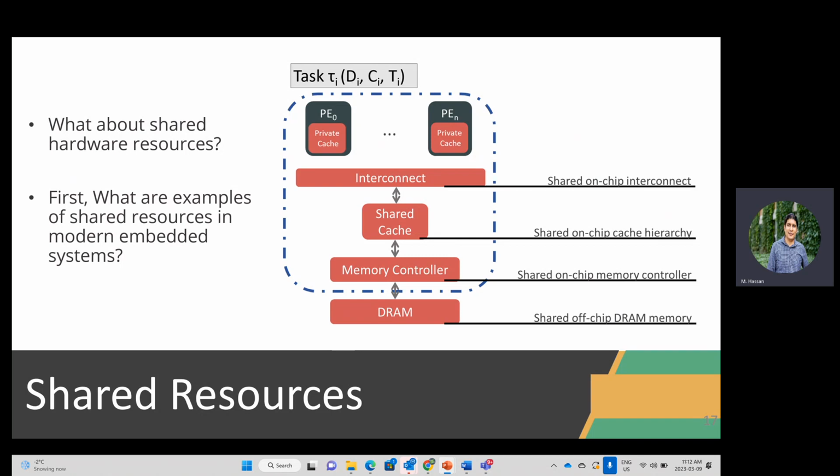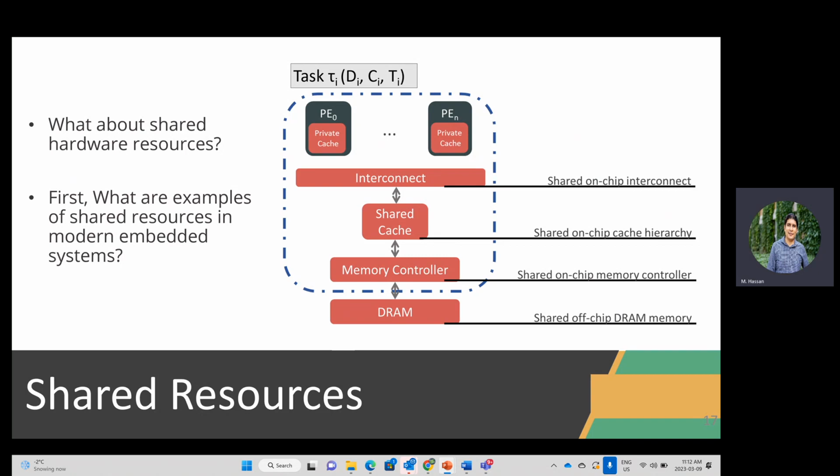On the same exact cycle, so I have multi-core architecture, another task running on processing element 1 might also have a load instruction that also might want to access the interconnect. Well, interconnect is one resource. It can only serve one request at a time. Which one to pick? If I pick the request of task 1, well, I'm delaying this one. Or if I'm picking this one, I'm delaying this one. So there is an induced delay due to this interference.